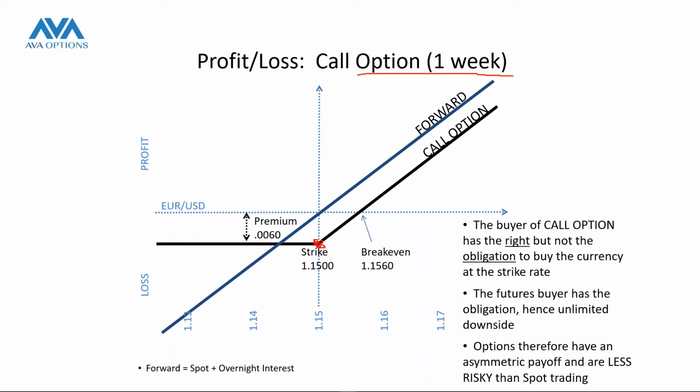If the market goes to 117, that's great. I have the right to buy at 115, so I'm going to exercise that option. When the market's at 117, I've got 200 pips of profit there. So I'm going to exercise the right to buy at 115 and sell it back to the market at 117. What's my profit? It's 200 pips, or 2 points, minus what I paid for the option, which was 0.006. So my profit is going to be 140 pips.